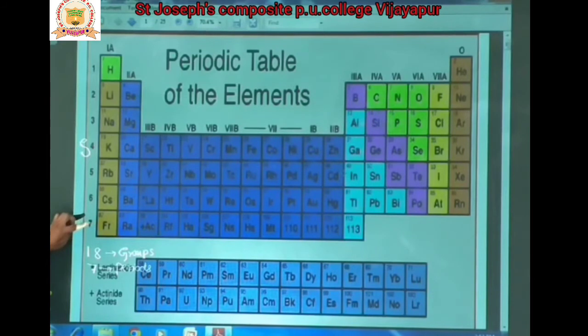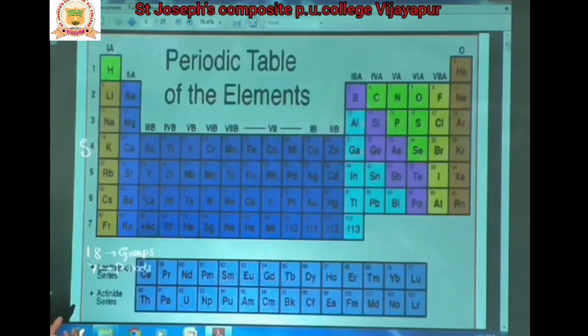In order to remember this, I will tell you one trick. I am saying to you, Halina K Rafkas Fara. This is just for your remembrance purpose. What is the trick to remember the alkali metals? Halina K Rafkas Fara. These are the alkali metals.